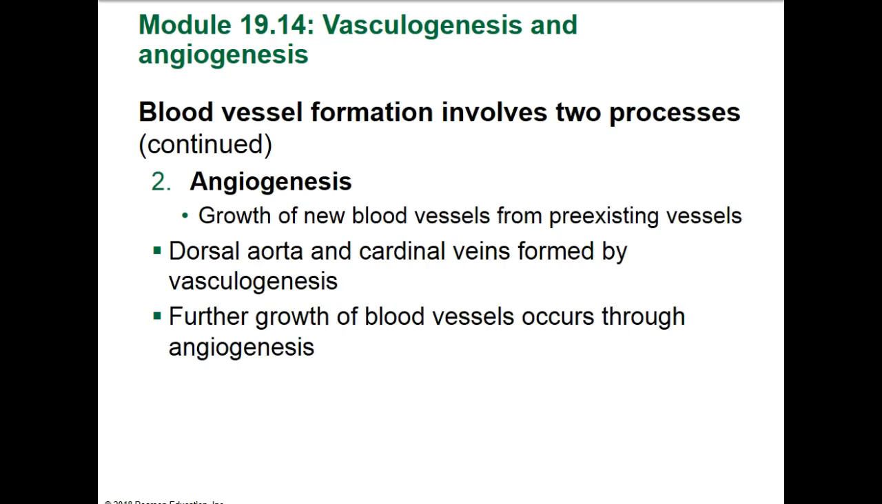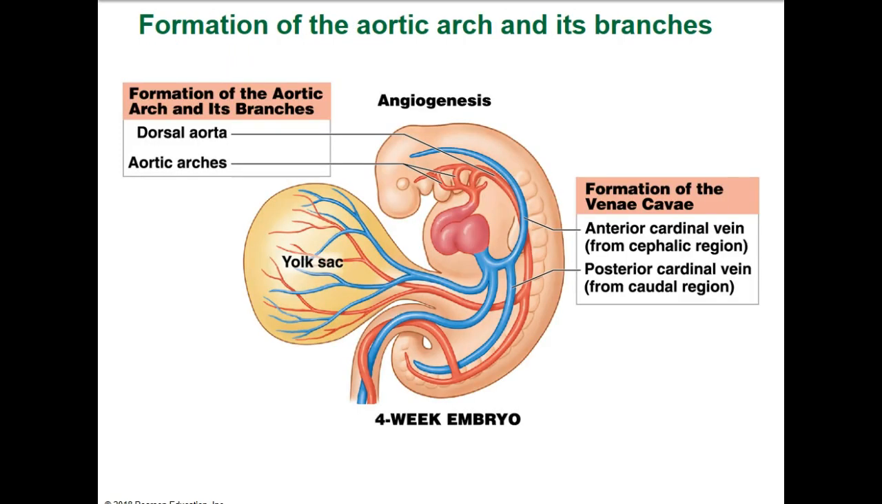In angiogenesis, we have growth of new blood vessels from pre-existing vessels. So the dorsal aorta and the cardinal veins are formed by vasculogenesis. Any further growth of blood vessels comes from angiogenesis. There's your 4-week embryo.